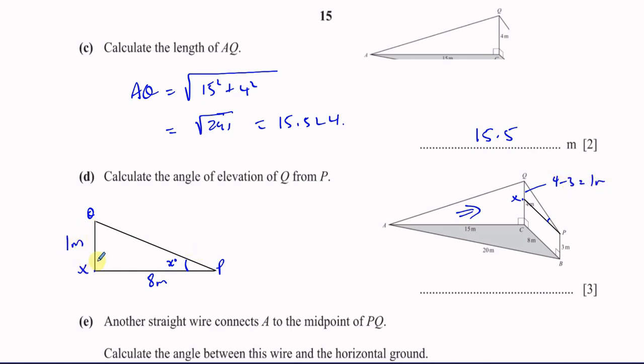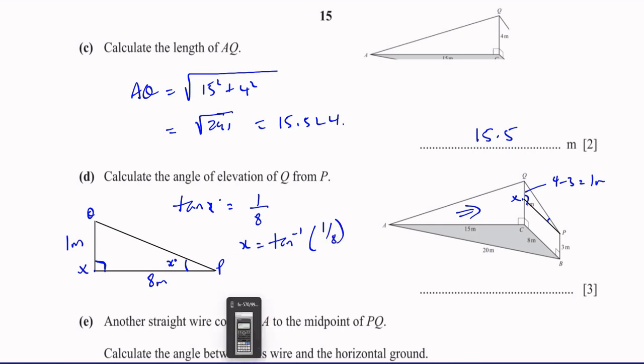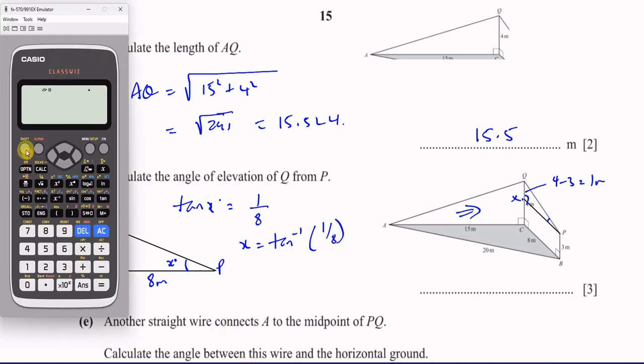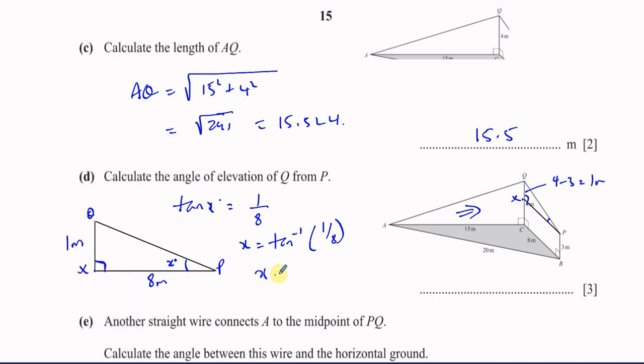So I can use tangent. I know that this is a right angle, because this is parallel to that. So I can say that the tangent of the angle I'm looking for is equal to opposite over adjacent, so it's 1 over 8. So x equals inverse tan of 1 over 8. We can just use simple SOHCAHTOA trigonometry because we have a right angle triangle. So inverse tan of 1 over 8 gives me 7.12501.